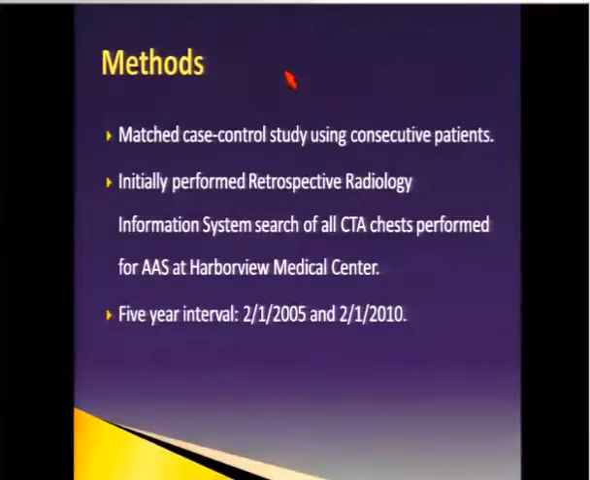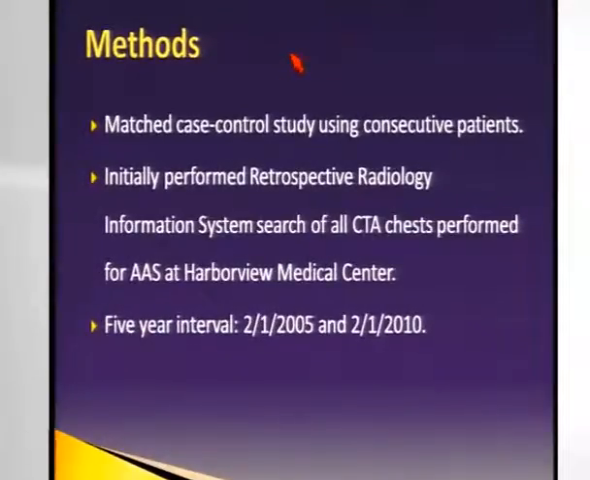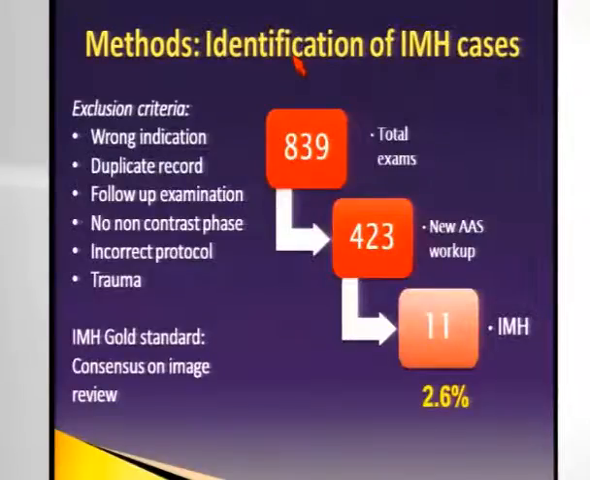So we performed a matched case control study using consecutive patients. We initially performed a retrospective search for all CTs that were performed for acute aortic syndrome at Harborview Medical Center from 2005 to 2010. We came up with a total of 839 exams, and we excluded about half of them due to the exclusion criteria on the left, which were often wrong indication or duplicate records, and came up with a total of 423 new acute aortic syndrome workups.